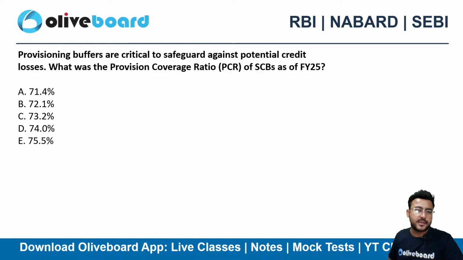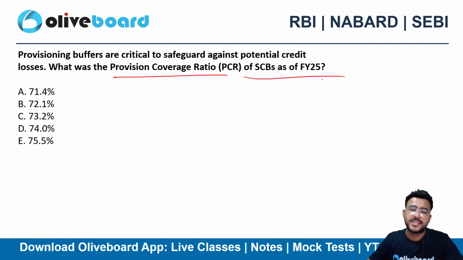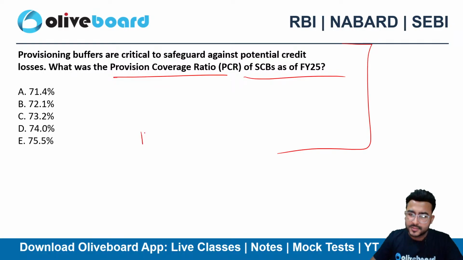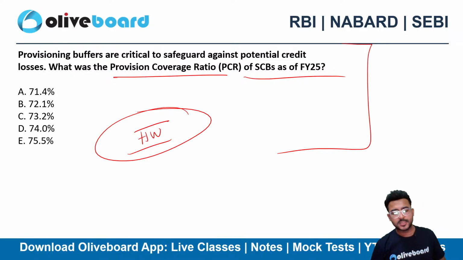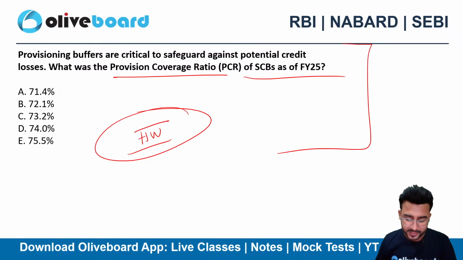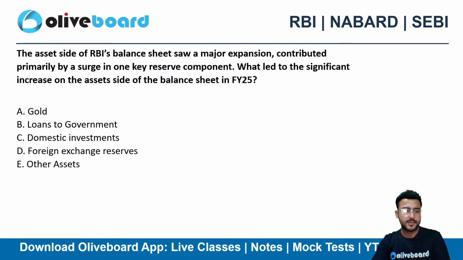Provisioning buffers are critical to safeguard against potential credit losses. What was the PCR, provision coverage ratio, of the scheduled commercial banks for financial year 2025? So that's your homework. Okay, that's your homework. Do let me know later on in the comment section, even if some of the students will watch recorded videos as well. So definitely do let me know in the comment section later on, right?